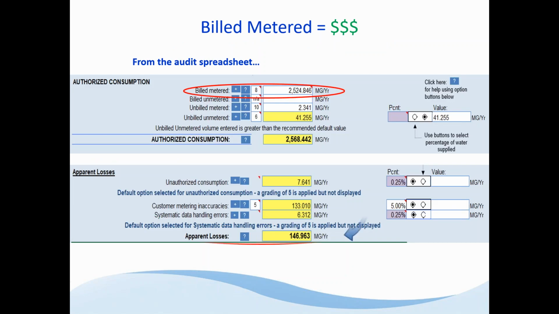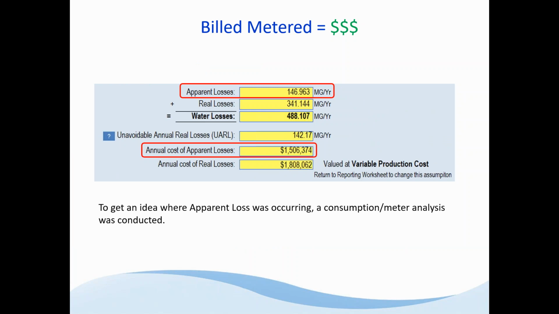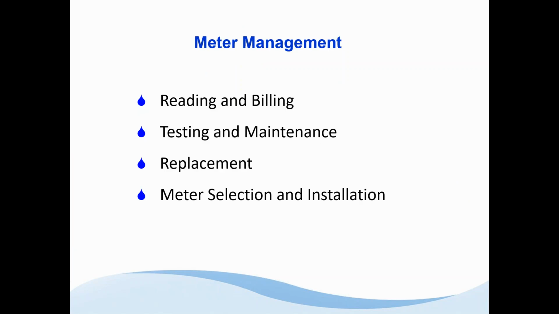Your billed metered consumption tells you what your annual apparent losses are. And then you compare that to what your water costs, which gives you your cost of water. So your meter management gets into your reading and billing, your testing and maintenance, your replacement, and your meter selection and your installation. The proper installation, following the guides of AWWA's M6 as well as following the manufacturer's installation, is critical to making sure that meter runs accurately and gives you your value.